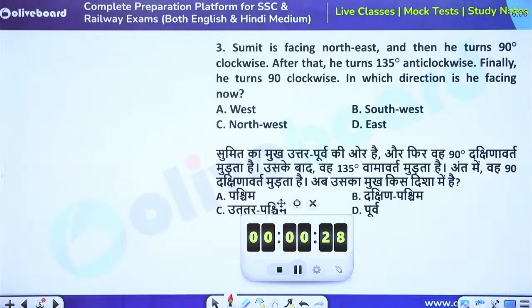Again, another angular movement question. No, not south, it was west, Dinesh. Yes, Amarendra is correct, very good.